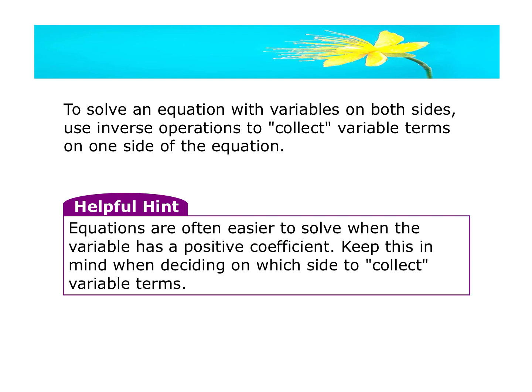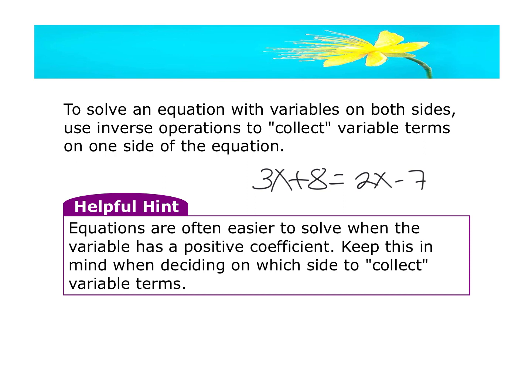So, to solve an equation with variables on both sides, we've got to use the inverse operations to collect the variable terms on one side to the other. So, for the example that we had before, here's 3x plus 8 equals 2x minus 7. So they're telling us the helpful hint. Let's read it and then we'll solve it. Our equations are often easier to solve when the variable has a positive coefficient. Keep this in mind when deciding on which side to collect the variable from.